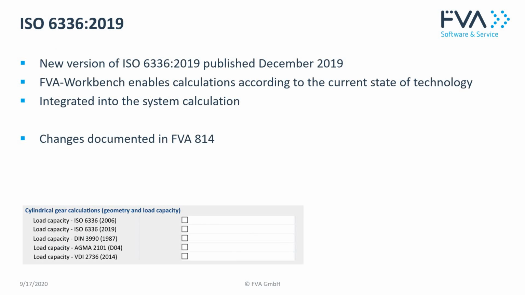As you're surely aware, there's a new version of ISO 6336 released in December of 2019, and that has of course been integrated into the new version of the Workbench, enabling you to continue making calculations according to the current state of technology. The differences between version 2006 and version 2019 were documented in FVA 814, and this is also a perfect opportunity for comparing reports to see the differences between 2016 and 2019, which we will do in a few moments.